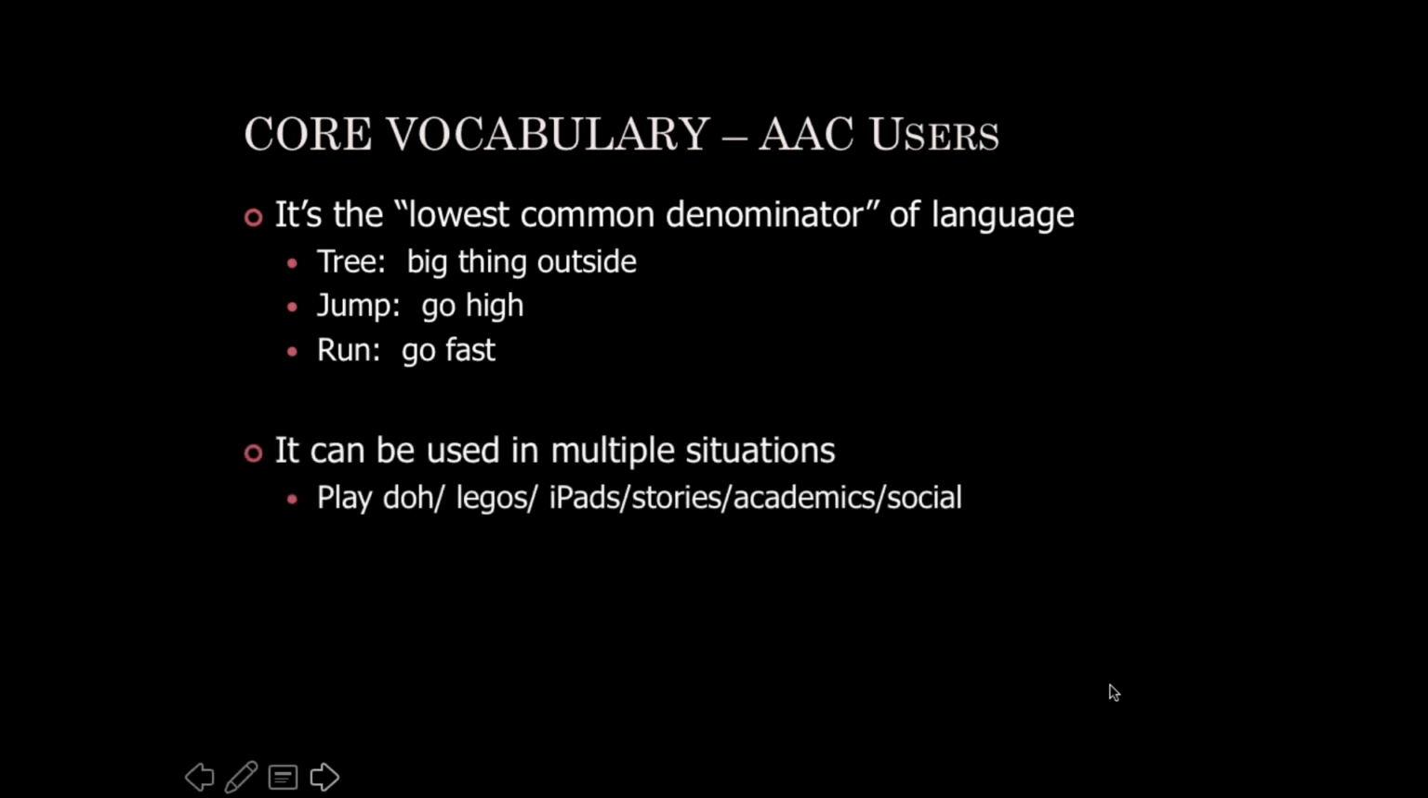further. So core vocabulary can be used in multiple situations, whether you're playing with Play-Doh, Legos, talking about stories, or doing academics or social. The core vocabulary can be generalized through all those situations. So that's the other piece. If you learn words like wall, ceiling, floor, light, that's not going to help you in multiple situations. It will help you request those specific items, but it doesn't let you talk about them.